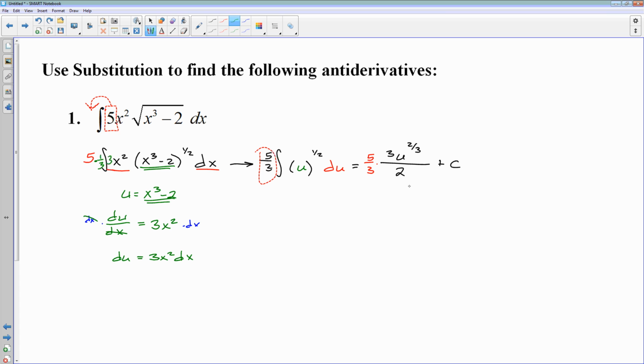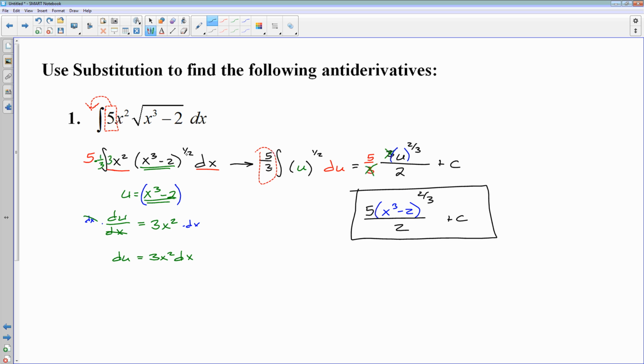There is a little bit of canceling I can do here, and it's just staring me in the face, begging to be canceled, so I will do this. I'm canceling those 3's, so that leaves me with 5 times u, but at this point we have to plug our u back in. We started with x's, we better end with x's. So instead of u to the 3/2, I'm going to change it back to x cubed minus 2, all to the 3/2, all over 2, plus c, and that is our antiderivative for this function.